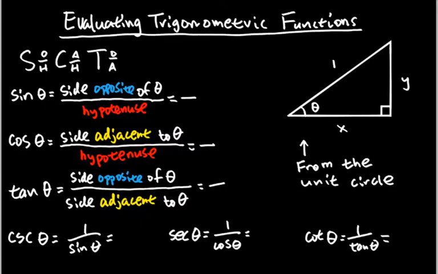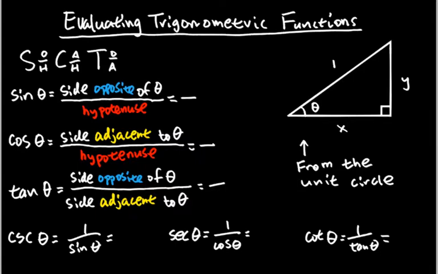So sine of theta means the opposite side of theta divided by the hypotenuse. That's the O over H. Cosine is adjacent over hypotenuse. In other words, the side that's adjacent to theta divided by the hypotenuse. Tangent is opposite over adjacent. The side that's opposite of theta divided by the side that's adjacent to theta.